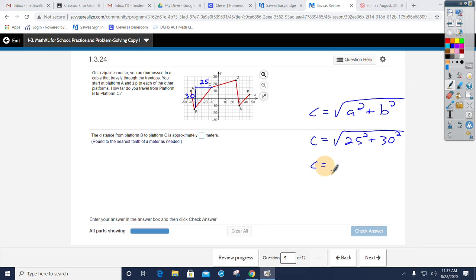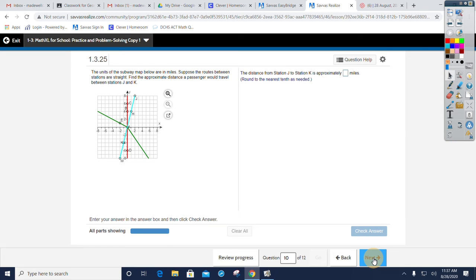Now I cannot do this one in my head, so I'm going to get my calculator out. And we're going to go 25 squared plus 30 squared. And it's going to give me 1525. And let's see, how does it want my answer? In approximate meters, so that means whole numbers. So I need to take the square root of 1525, and it's about 39. 39 meters. All right. Like I said, I really like it when we're doing distance problems and they give us a picture.